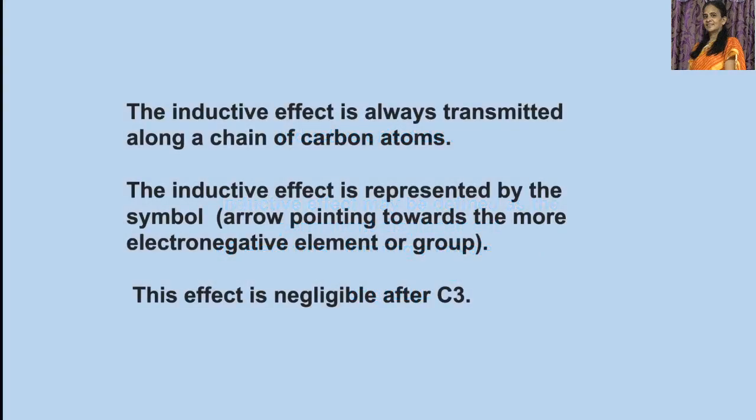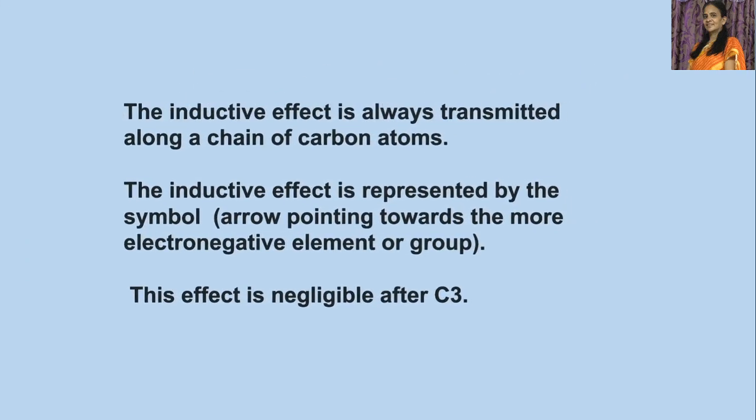Now, this inductive effect is always transmitted along a chain of carbon atoms, the longest carbon chain. The inductive effect is represented by an arrow placed exactly in between the bond, and this arrow points towards the more electronegative element or group. This effect is negligible after C3 in the longest carbon chain. From the third carbon onwards, the inductive effect is minimized.